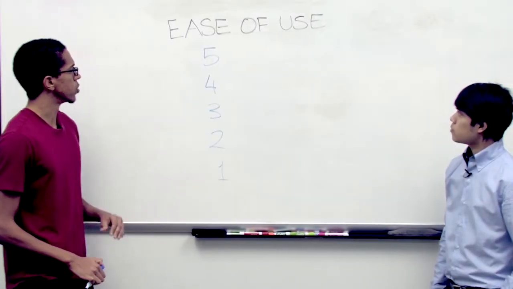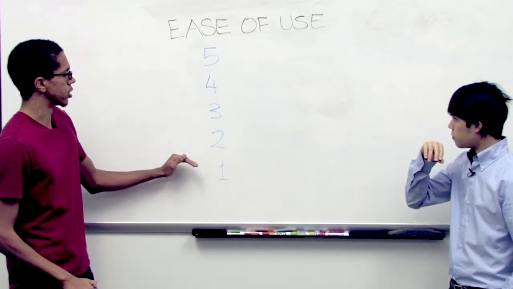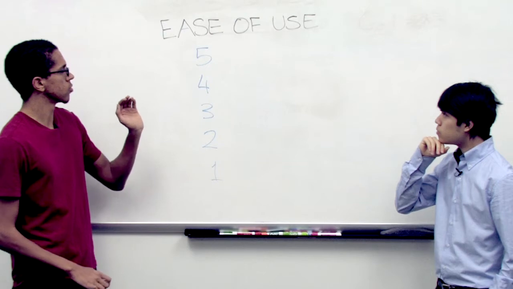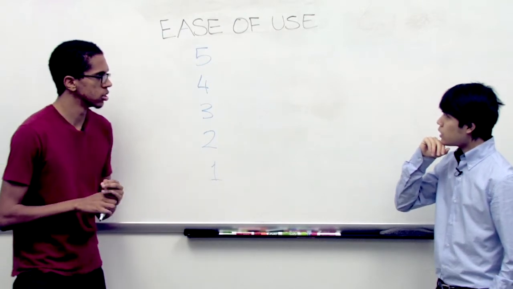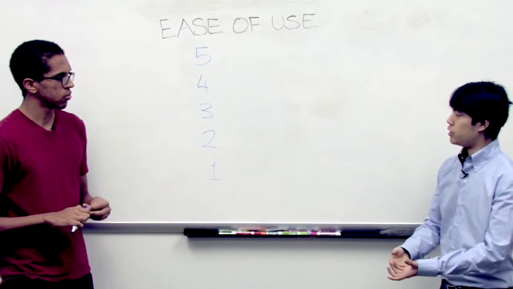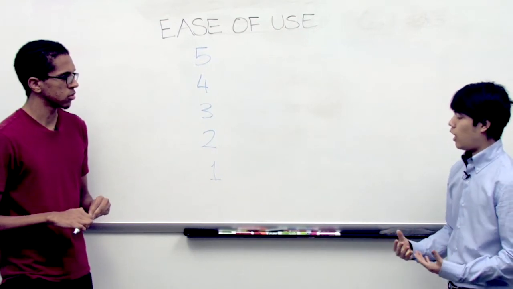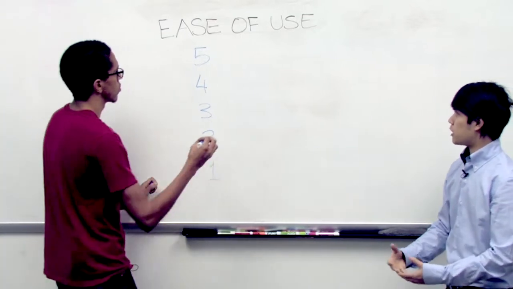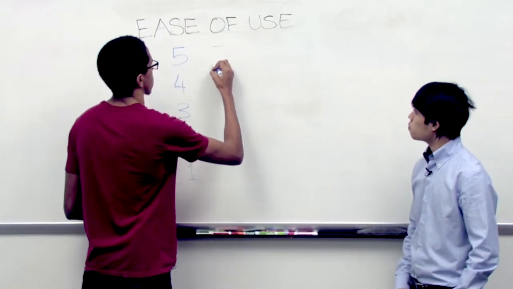Okay, so from 5 to 1, what should we set as our qualifiers for these values? I think for 5, if you can just pick up the device and use it immediately without any instruction, I think if you put intuitive for 5, that would be pretty good because that means you just pick it up and use it. Makes sense.